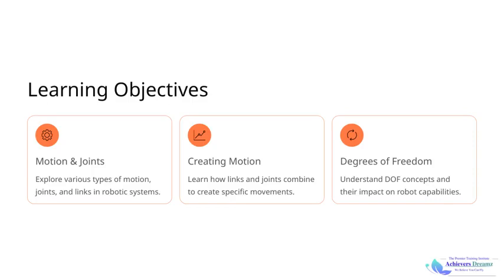Finally, we'll discuss the concept of degrees of freedom, or DOF, and how this impacts what a robot can do. Grasping DOF is crucial because it defines the potential and versatility of robotic systems. Throughout this session, keep in mind that these concepts are interconnected. They all contribute to building more effective and adaptable robots.